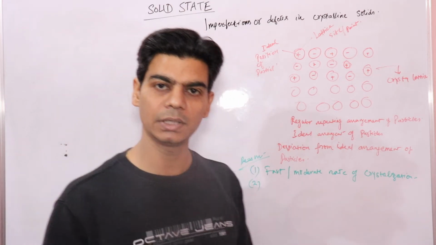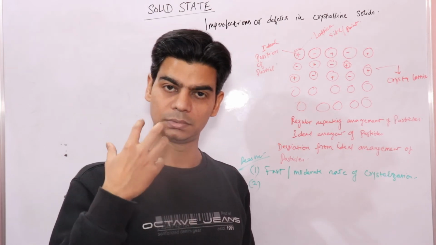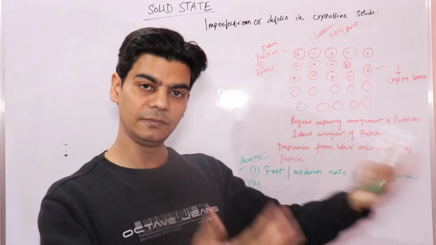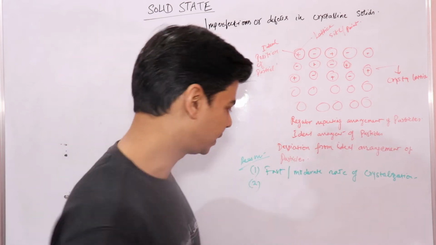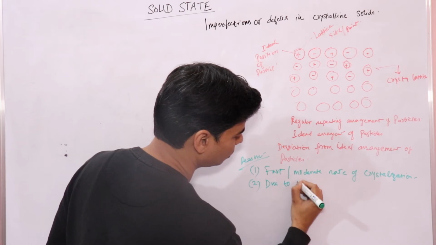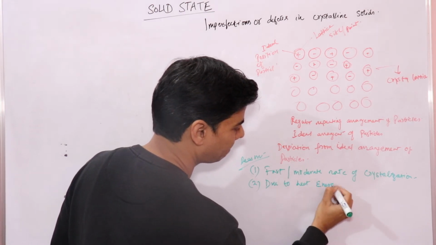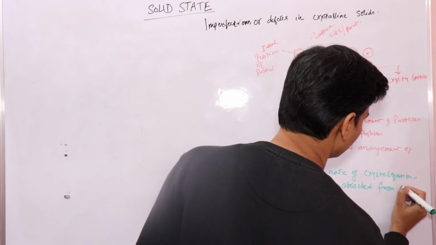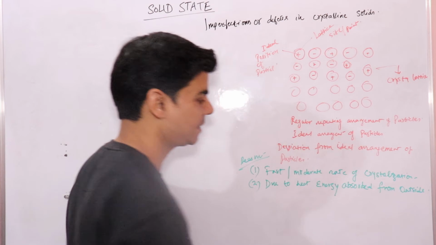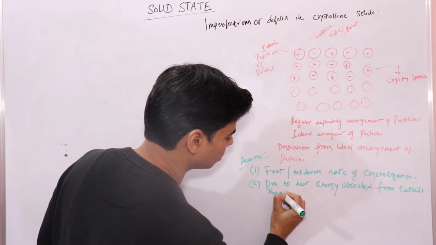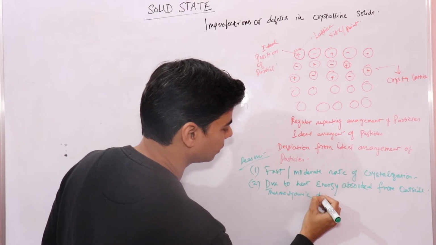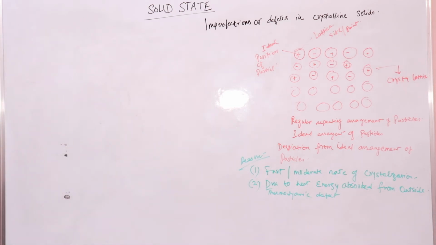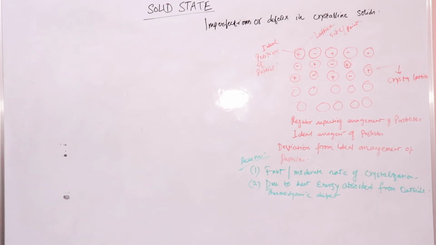We call it a thermodynamic defect because due to the heat energy absorbed from outside, these particles, due to vibrations, will leave their ideal position. So the reason is heat energy absorbed from outside, and this is known as a thermodynamic defect, or we also call it an intrinsic defect.